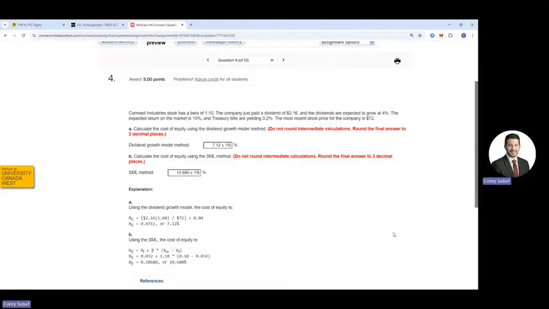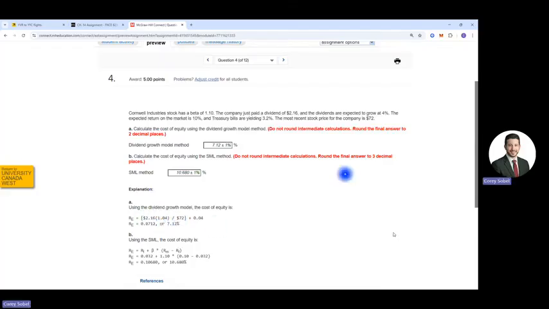So if I take a look at this example here, that's what's happening, right? They're telling me the company just paid a dividend of $2.16. So that's the dividend at time 0, but I need the dividend at year 1. So I'm going to take that 2.16 and multiply it by 1 plus the growth rate. Dividends are expected to grow at 4%. So 2.16 times 1.04, that's going to tell me what D1 is.